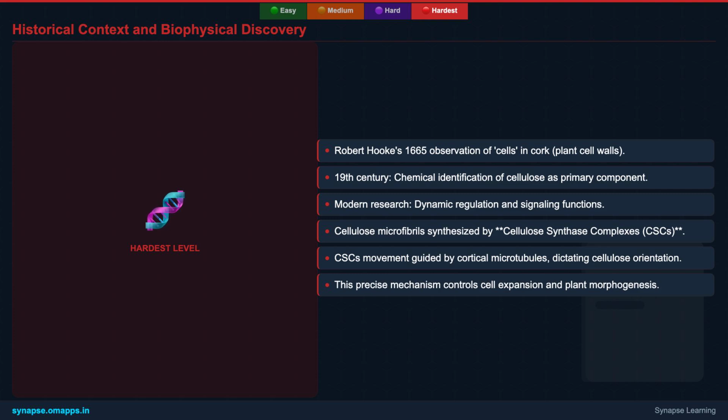Cellulose microfibrils aren't just randomly placed, they're precisely synthesized by cellulose synthase complexes, guided by cortical microtubules in the plasma membrane. This intricate cellular machinery dictates the orientation of these strong fibers, which in turn controls the direction of cell expansion and ultimately the plant's overall form. This level of coordinated molecular action is a testament to millions of years of evolutionary refinement.